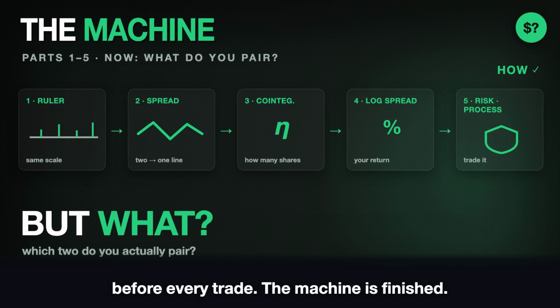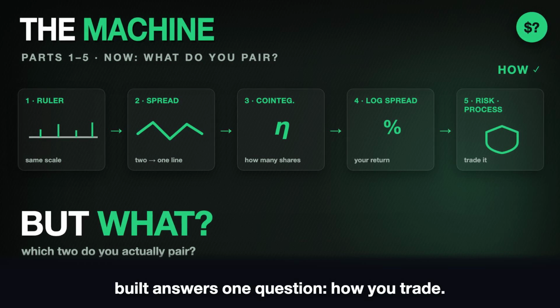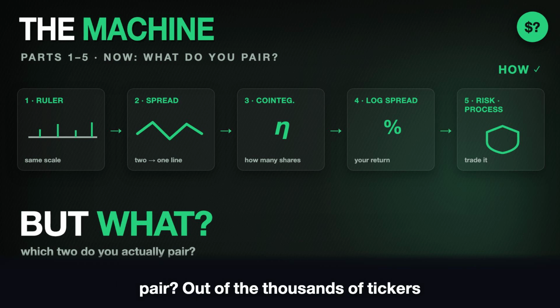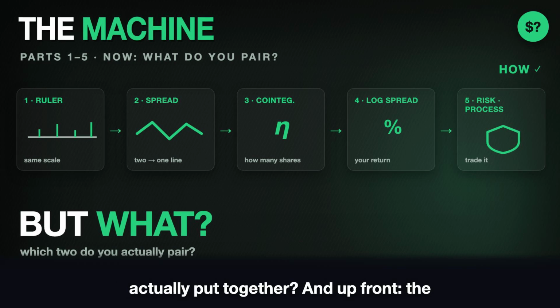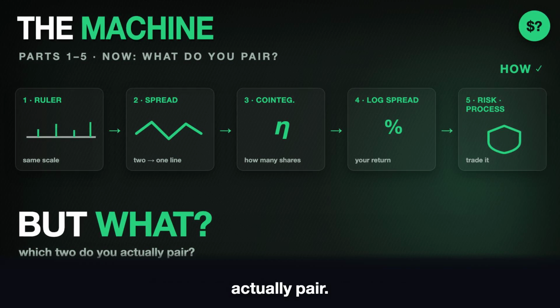The machine is finished. But here's the thing. Everything we've built answers one question: how you trade. Today's question is different. What do you pair? Out of the thousands of tickers on your screen, which two do you actually put together? And up front, the answer is not any two stocks that look alike. So let's talk about the types of pairs trading, what you actually pair.